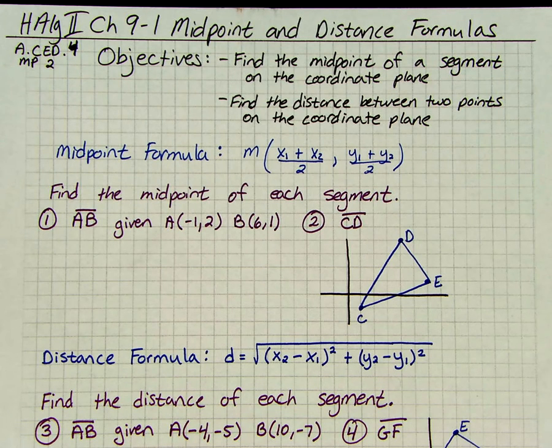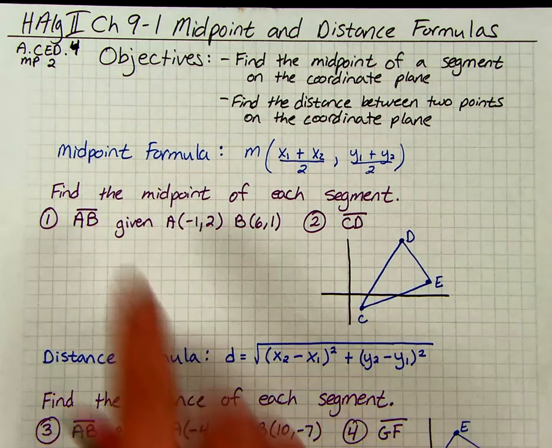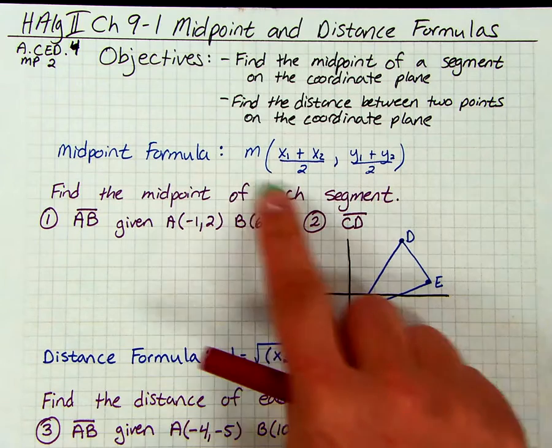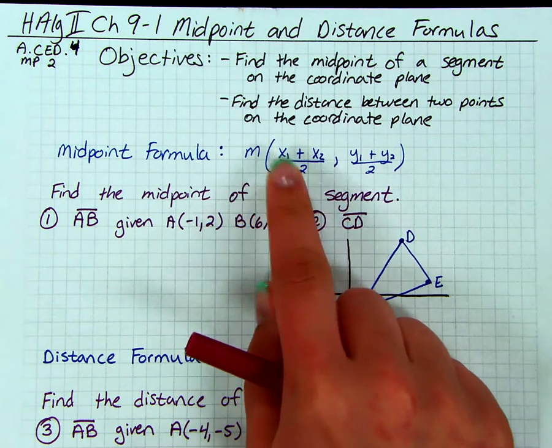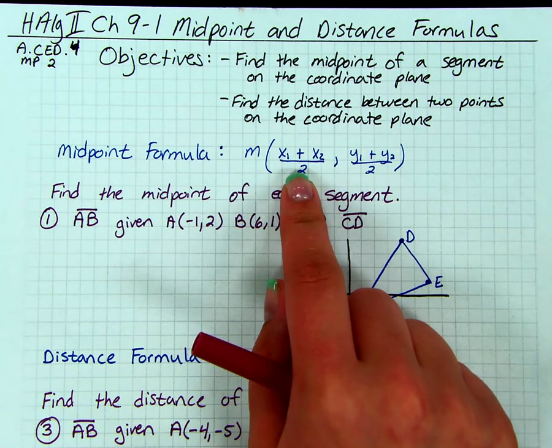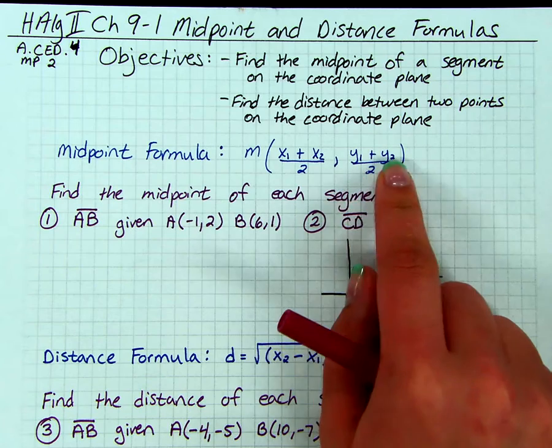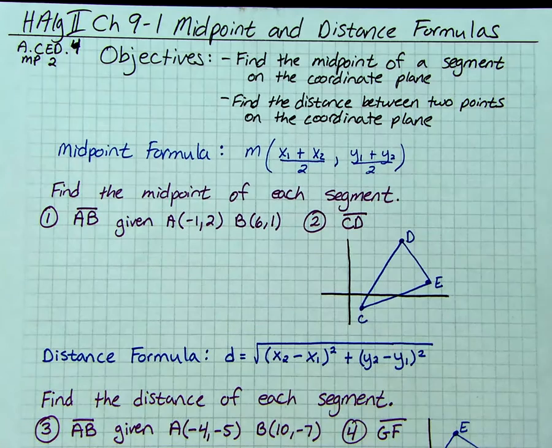All right, lesson 9-1, midpoint and distance formulas. By the time we're done with this lesson, we should be able to find the midpoint and distance between 2 points. This is a review from geometry. So here's our midpoint formula. M is just the name of the point. We're taking x1 plus x2, dividing it by 2, and then y1 plus y2, and dividing it by 2.